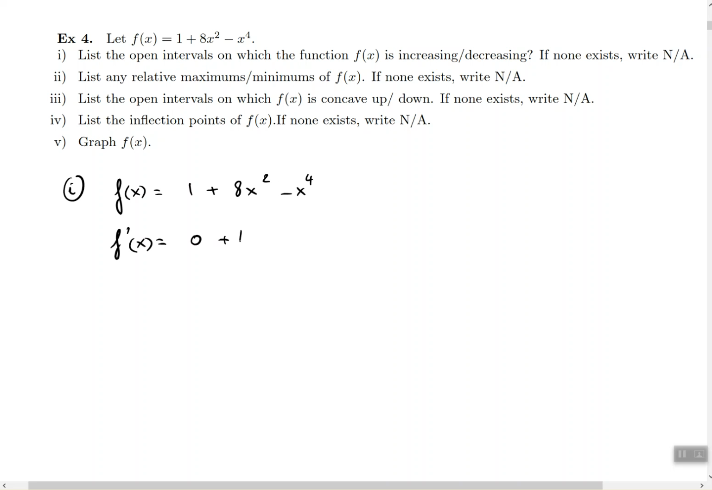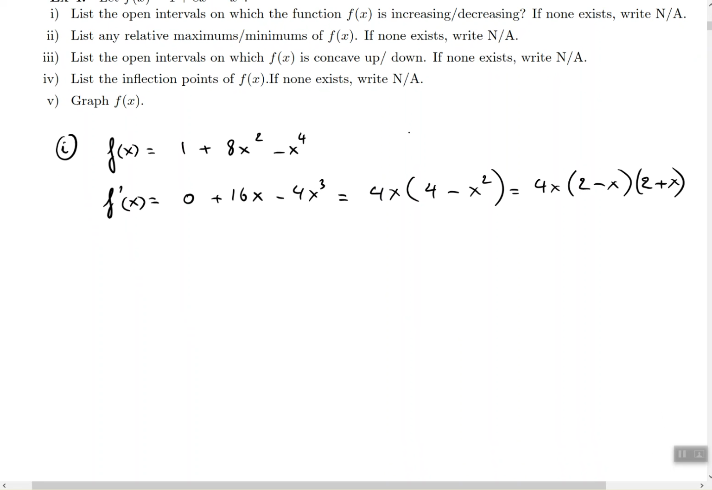So 0 plus 16x minus 4x cubed, and that's the same thing as saying, let's say, factor a 4 and an x out, and that would give us 4x times (4 minus x squared), and that's the same as saying 4x times (2 minus x) times (2 plus x), because we're factoring.